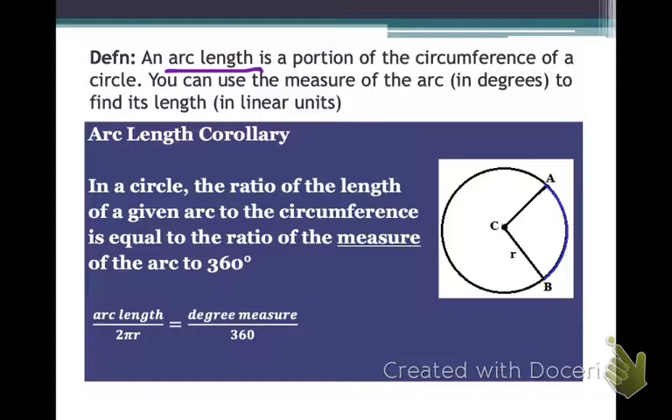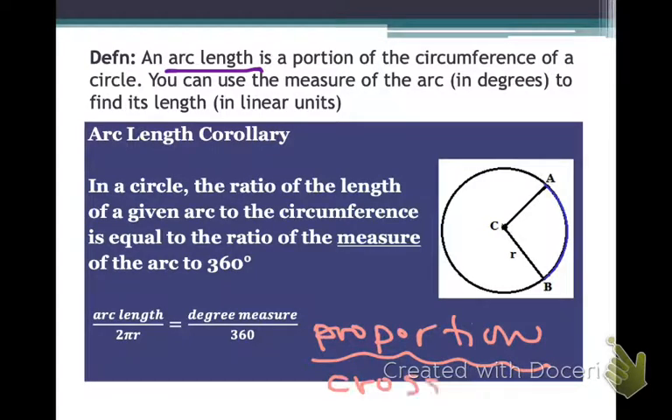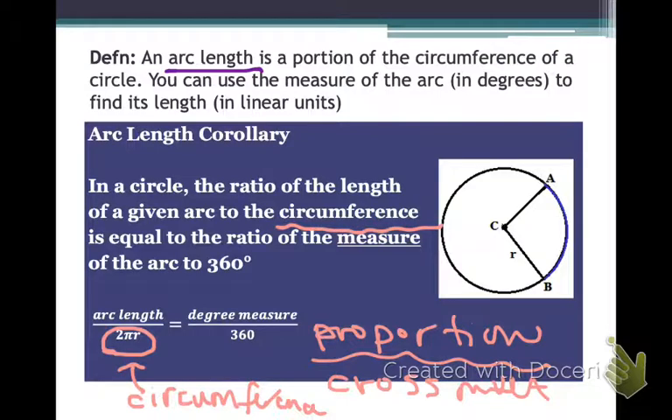And you can use the measure of the arc. Now, the measure of the arc is given in degrees to find its length. So here's the arc length corollary. In a circle, the ratio of the length of a given arc to the circumference is equal to the ratio of the measure of the arc to 360. Now, we're going to use this proportion every time we want to find arc length or something that involves it. Now remember, when you use a proportion, that means you're going to cross multiply to solve. Now, on the bottom, I have 2 pi r. Remember, that just means it's the circumference of the circle, which is what it says up here, a ratio of the arc to the circumference.